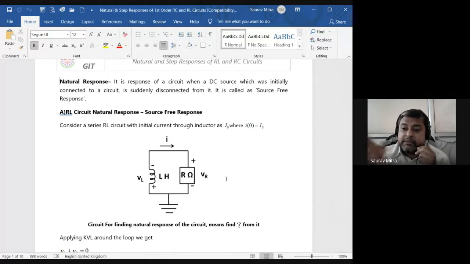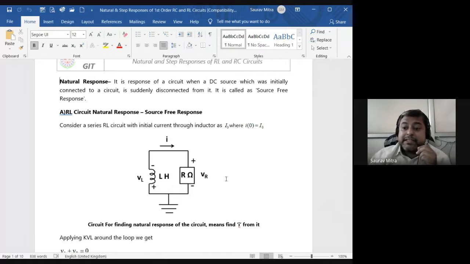As soon as you lock a man in a house, he does not die immediately, because some energy is still there in his body, and that energy slowly falls down over the period of 5 days, 10 days, and after 5 or 10 days obviously he is going to die. The same thing happens in the case of an RL circuit.